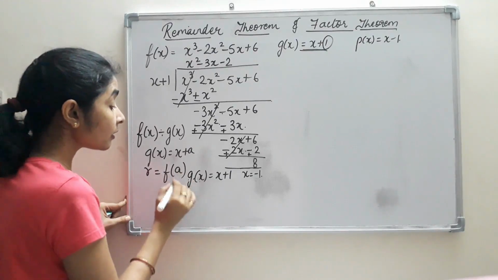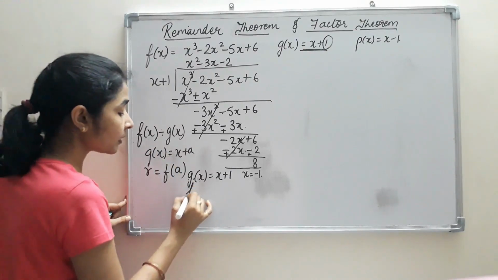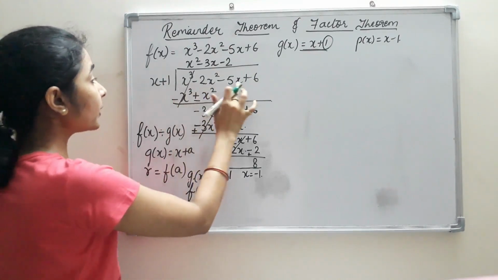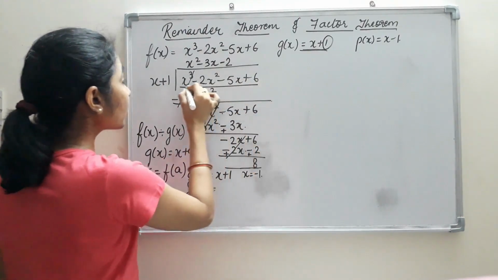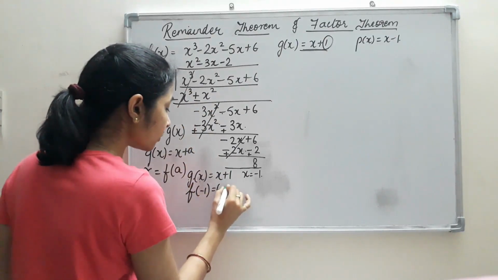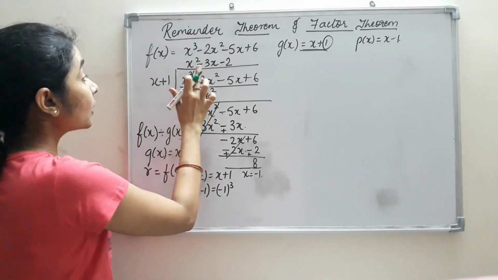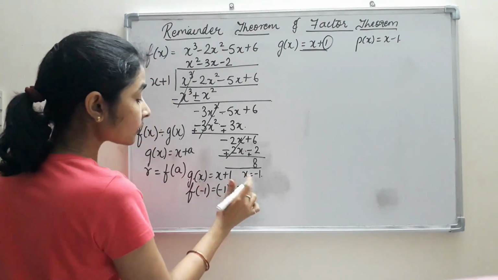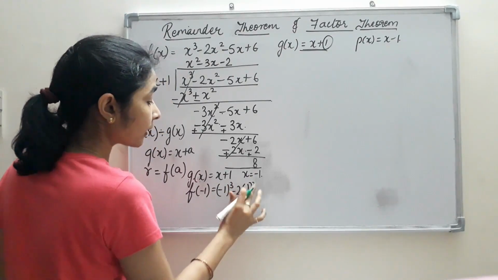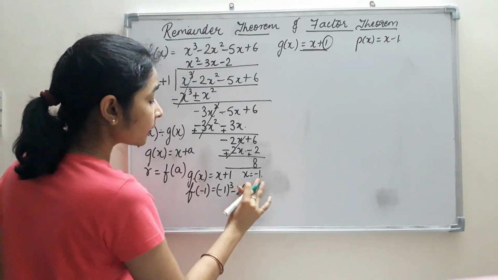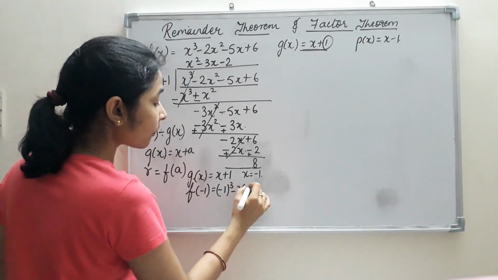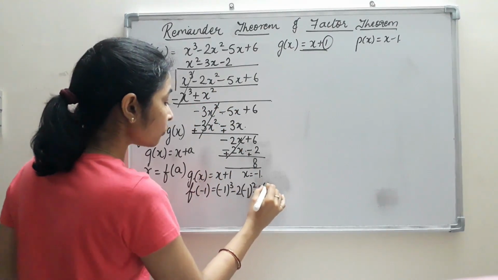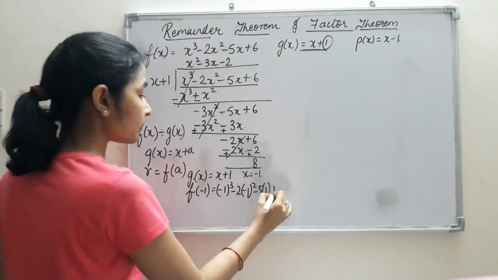So what will be the remainder? The remainder will be f(-1). So I substitute this value in this polynomial. x cube, that means (-1) cube. Now minus 2x square, that means minus 2 times 1 square, and minus 5x, so minus 5 into -1, and plus 6.